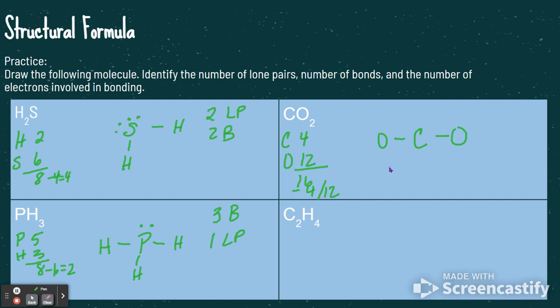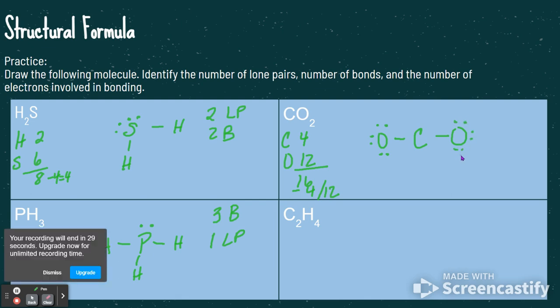And just be prepared to erase some things, by the way, because we're going to have some adjusting to do on this particular one, but I want to walk you through the thought process. So if I have 12, I'll put them on my terminal atoms. Oxygen gets 1, 2, 3, 4, 5, 6. 1, 2, 3, 4, 5, 6. Okay, so I pretty much just used them up.